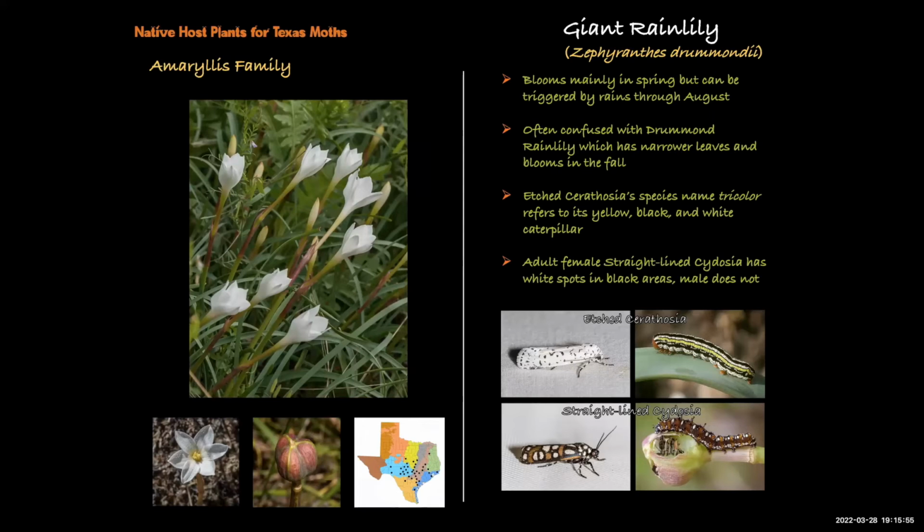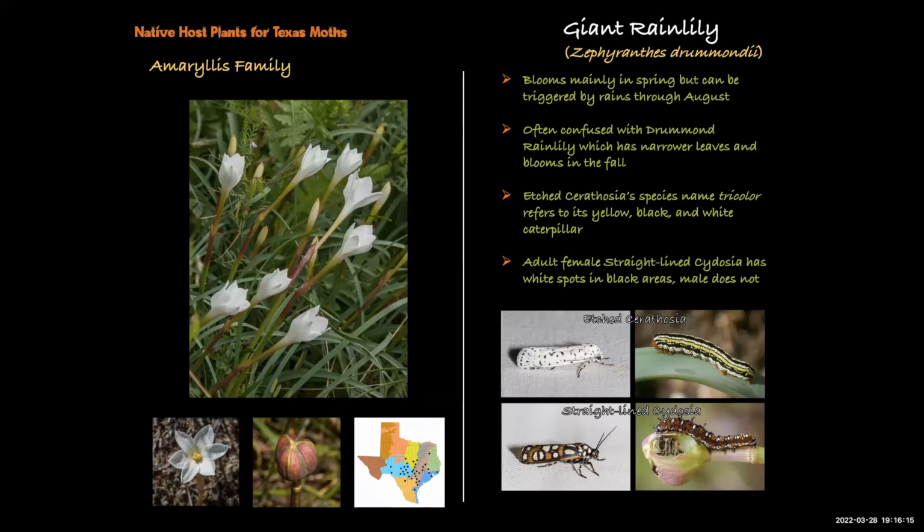All right, the first is the giant rain lily, which I think you all are familiar with. This is the one that blooms mainly in the spring, although it can be triggered by rains through August. It is often confused with the Drummond's rain lily, which has narrow leaves and it generally blooms more in the fall.